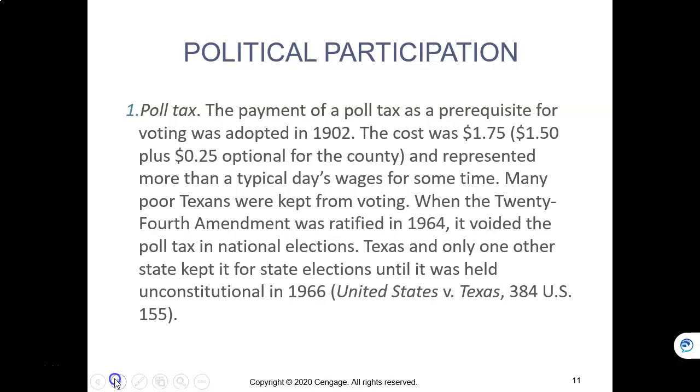It really wasn't until 1966 that there was the case of United States versus Texas. Y'all know I love cases. Texas was fully told you can't charge poll tax for anything. The 24th Amendment was ratified in 1964, and so it voided poll tax in national elections, but Texas kept charging poll tax for local and state elections. And finally, the United States government, they were sued, and the United States government told them, you can't do that.